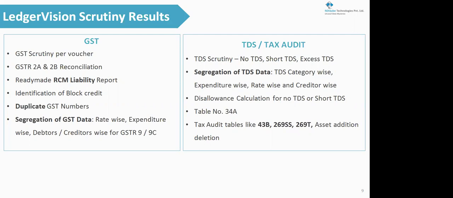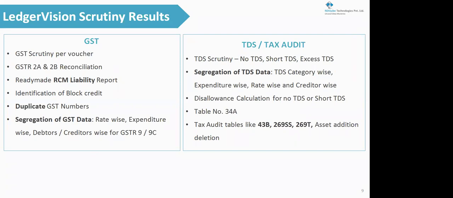Then we go into the ledger masters of the creditors and debtors, from where we can find out the duplicate GST numbers. Again, as I said, because we have the entire data, we will bifurcate data rate-wise, expenditure-wise, party-wise, so that data preparation for filing of GSTR 9 and 9C is very easy. So for any kind of accounting style of GST, bifurcation of data is done 100% by the software.